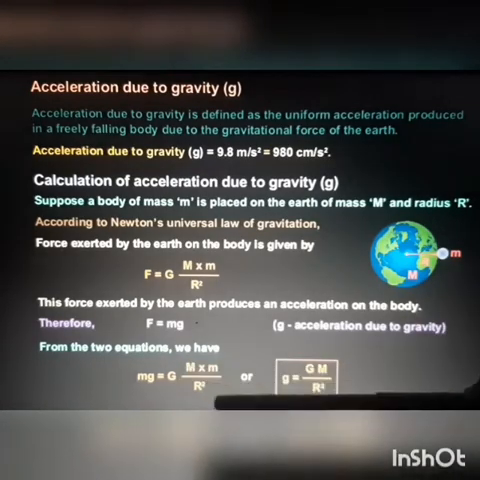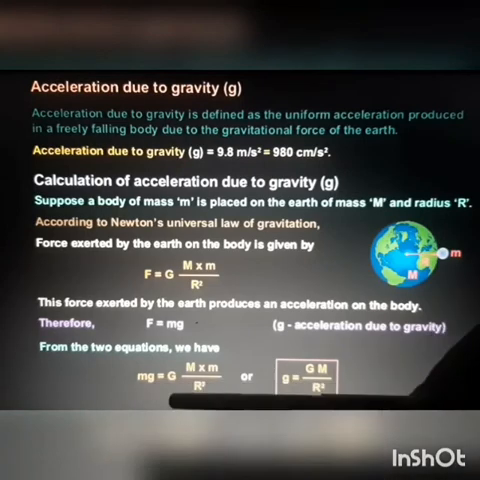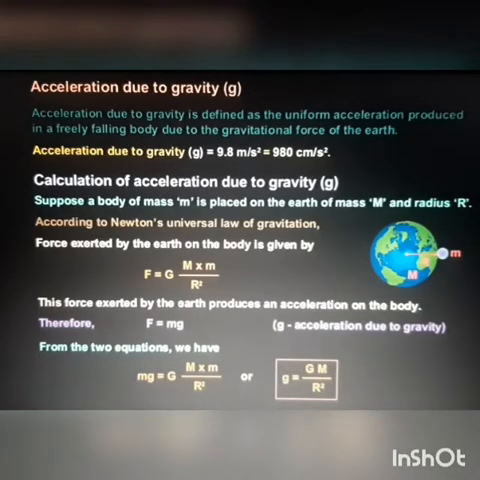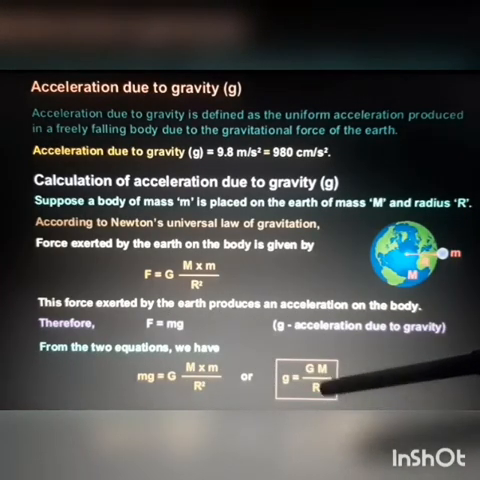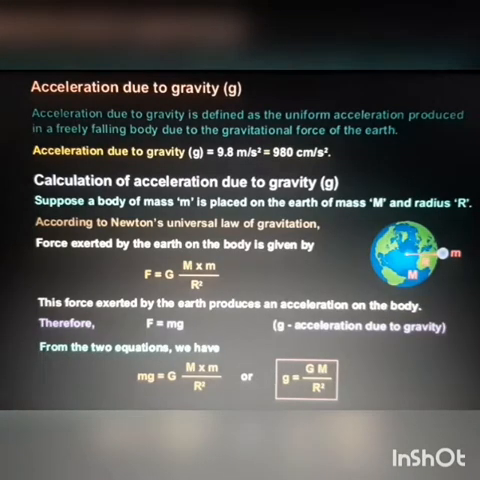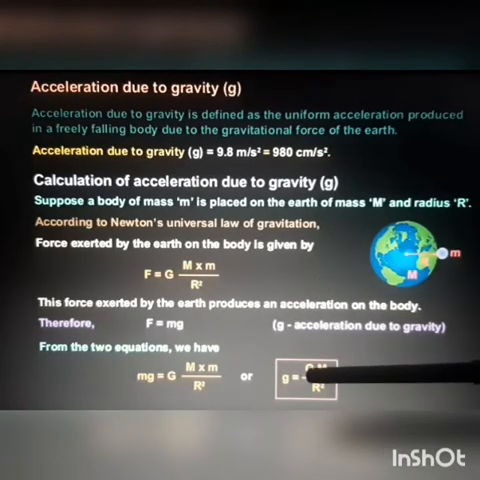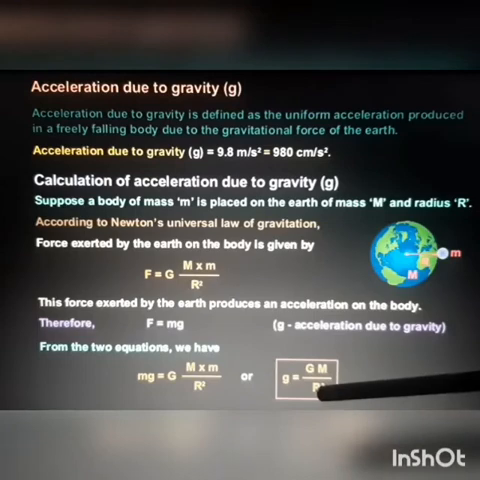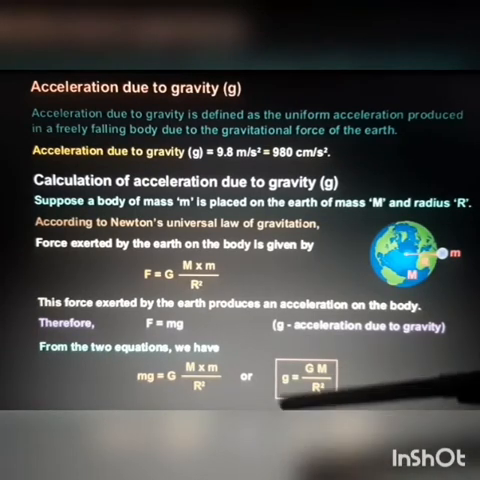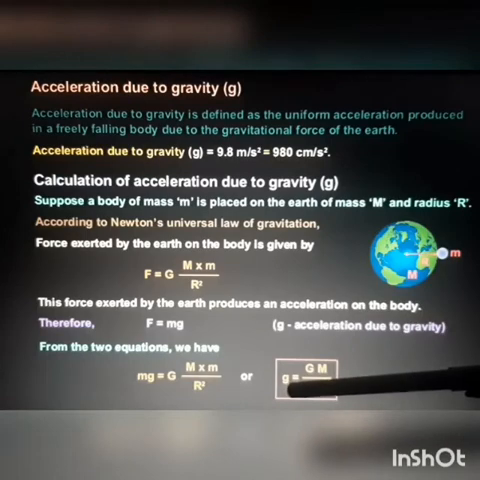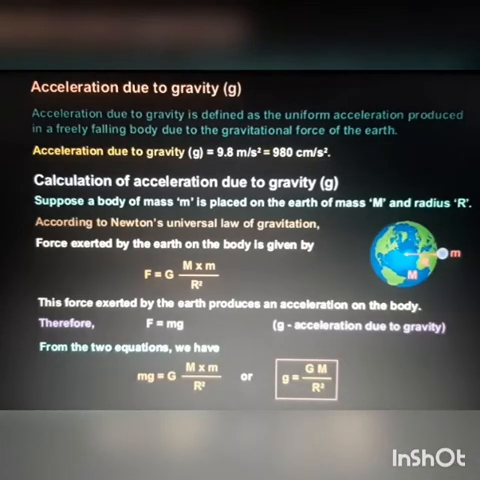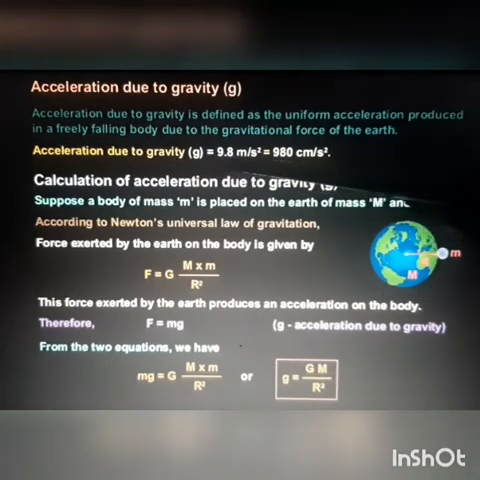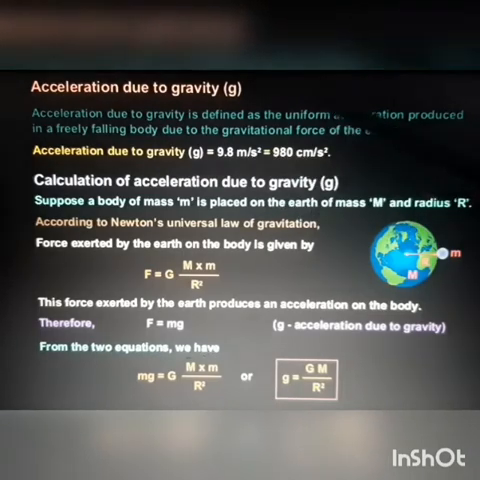From the two equations we can conclude that small m into g is equal to G M m by r square. By cancelling this m, we can find that g equal to G M by r squared. Here, as we can see, G is a constant, mass of earth is a constant, and radius of earth is also constant. So from this equation, we can see that the value of g will also remain constant. And by putting all these values, we get that g equal to 9.8 meter per second square.